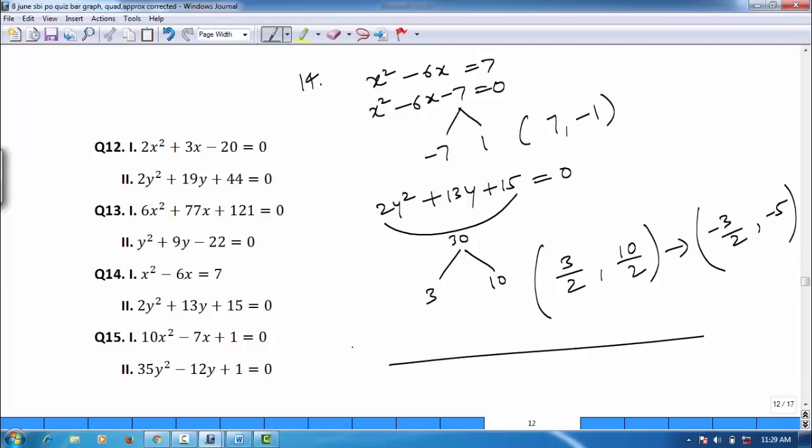Now representing the values of x and y on number line, we get one value of x, that is 7, lies here, and minus 1 lies here, and the values of y, that are minus 5 and minus 3/2, lie here and here. So we can clearly see that the values of x are greater than both the values of y. So this implies x is greater than y.